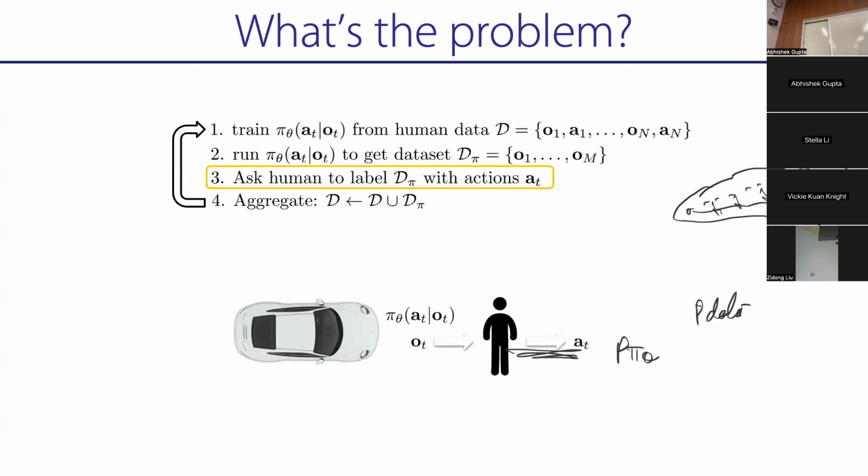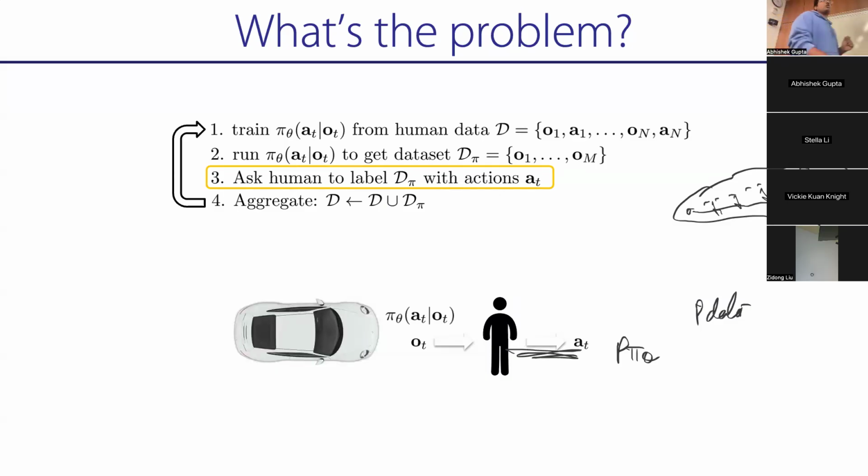Whereas when you're doing Dagger, you have to train your policy, you have to run your policy to see which states you're going to get the data, which states you're going to get the human to label. And so it's not just collecting more data, you're collecting labels on the data where the policy is failing. So it's kind of like targeted data collection. Okay, so that's the idea of Dagger.